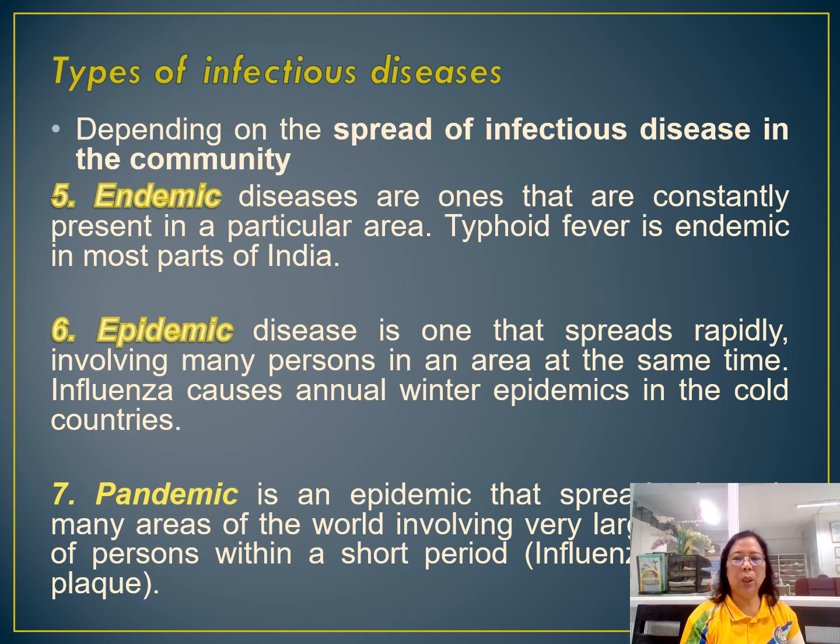Epidemic disease is one that spreads rapidly, involving many persons in an area at the same time. So there is a place, but the spread of the disease is very fast, and that spread is taking place nearly at the same time.